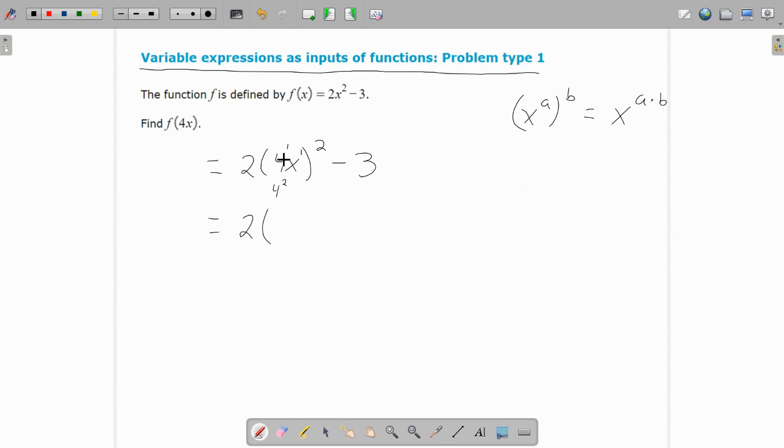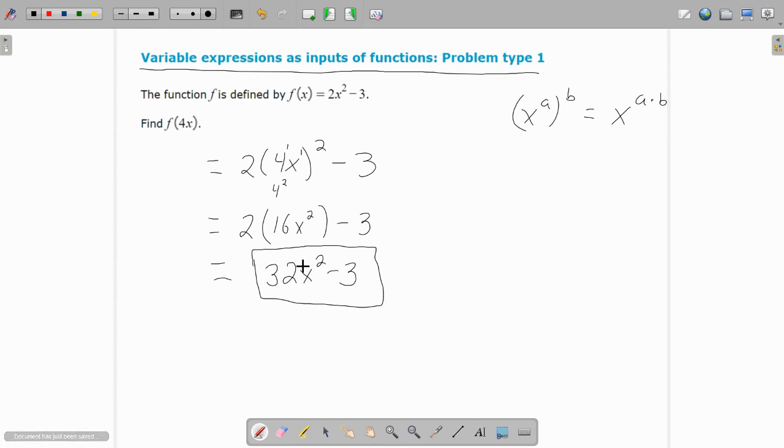All right, so there's a 1 there. So 2 times 1 is 2. 2 times 1 is 2. So I'm going to get 4 squared, which is 16x squared, and then the minus 3. 2 times 16x squared is 32x squared minus 3. And that's all you can do because those two pieces are not like terms. If they're not like terms, you can't combine them. You can't simplify them.